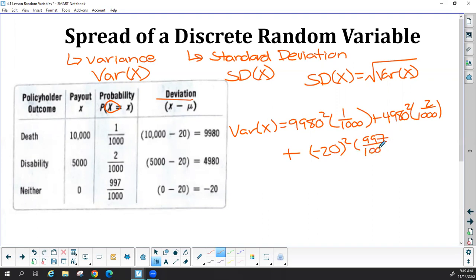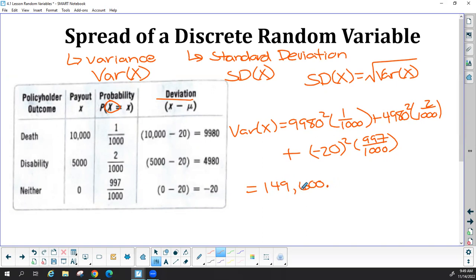So that third term, where you don't die or you don't become disabled, is actually going to come into play here because this is not 0. So just be careful when you're squaring a negative number. And so when we make that calculation, we get 149,600. Sorry, I'm lagging.